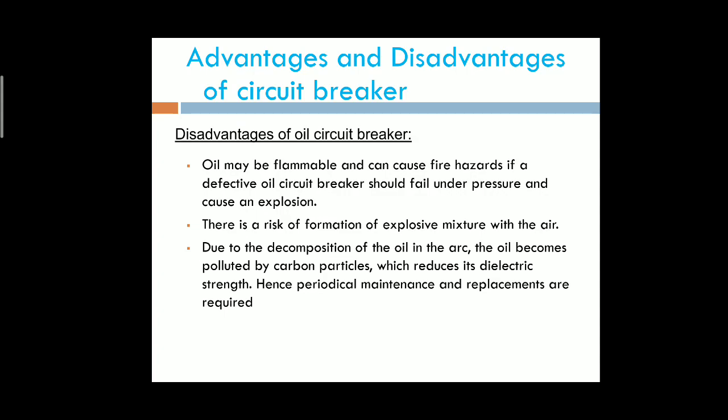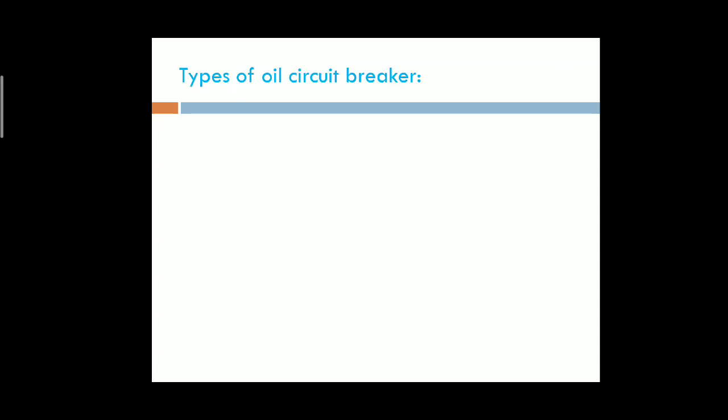By using oil, the major disadvantage is the fire hazard. A defective oil circuit breaker may fail under pressure and cause an explosion. That covers the main advantages and disadvantages of oil circuit breakers.